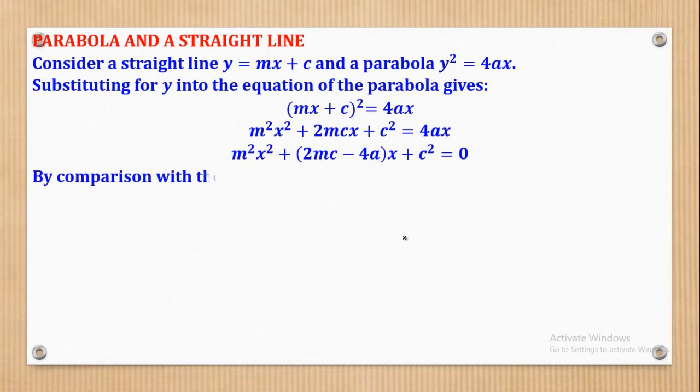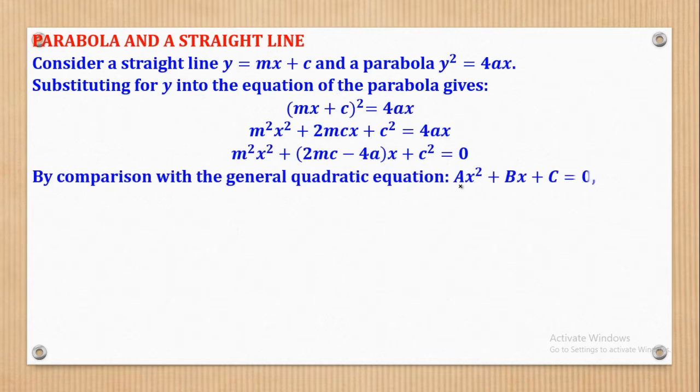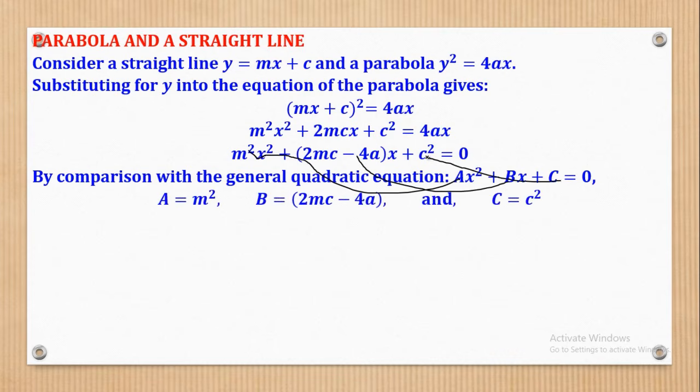So that means that when I compare with the general quadratic equation, the A will be this m squared, B will be this in bracket, and capital C will be that. We're using capital letters such that this C does not collide with this c in the expression, and also this A does not collide with this a. So when you see a and c, it implies that you have to use capital letters so that they don't collide.